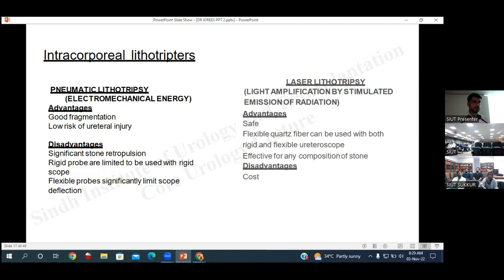So we can get someone who is about to appear in the exam. Anyone? How does the electrohydraulic work and how does the pneumatic work? What is the difference? And then we'll be talking about lasers. Anyone from Sukkur? A question from Sukkur to Sukkur.